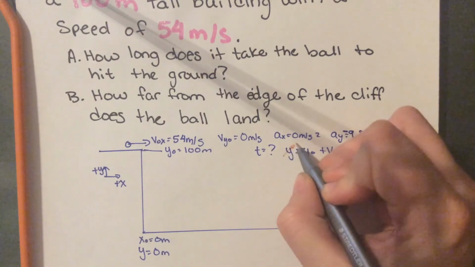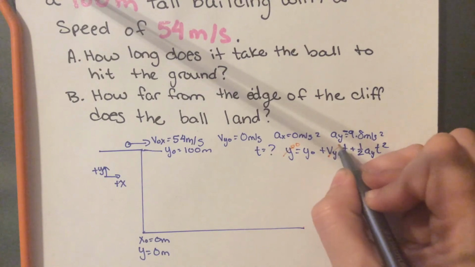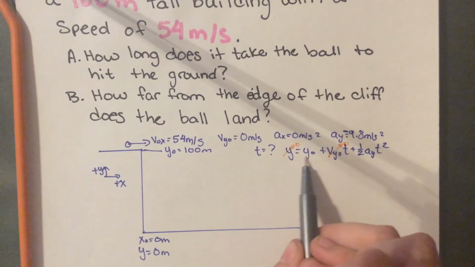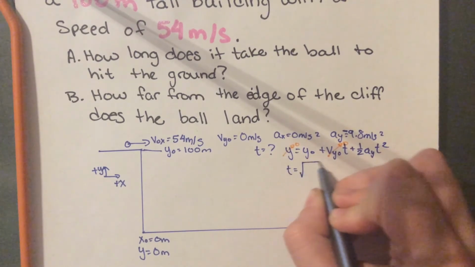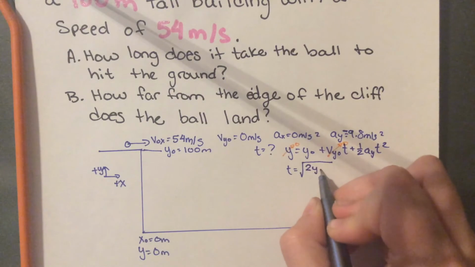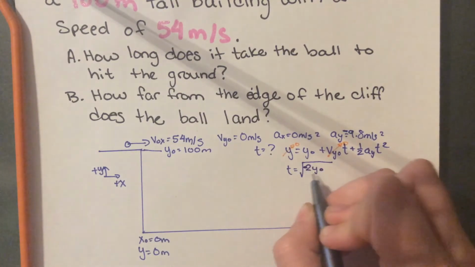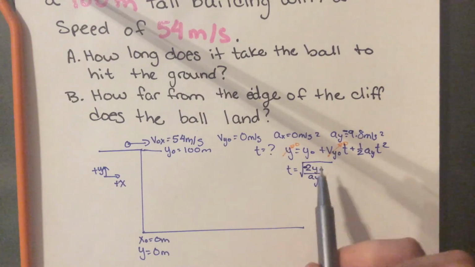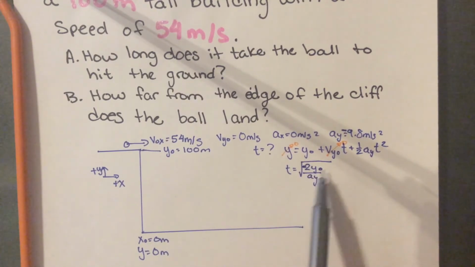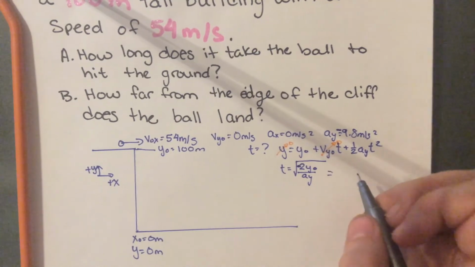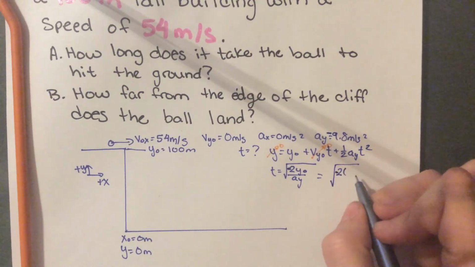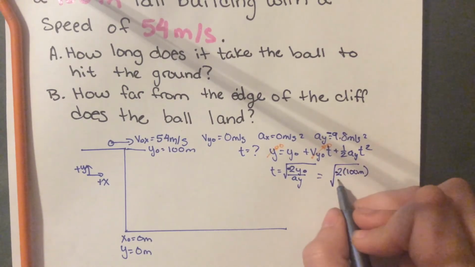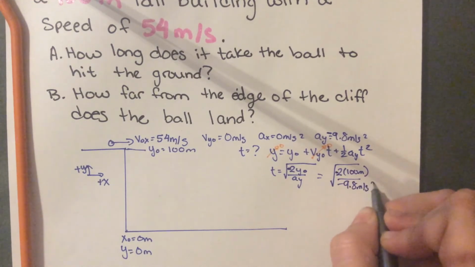So my y is 0 because it hits the ground. My initial y velocity is 0. That means I'm left with this term, and that's it. I'm going to go ahead and skip to what this equation looks like. Solve for t. All right, sorry, I almost forgot my negative there. So I have t equals the square root of negative 2y0 over ay. I am then able to plug in all the numbers that I know, so that's negative 2 times 100 meters divided by negative 9.8 meters per second squared.